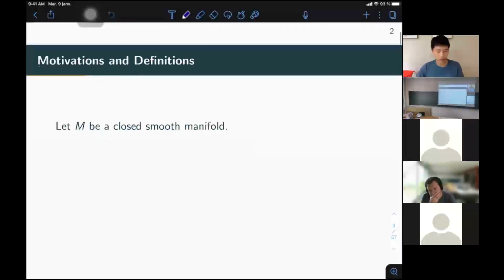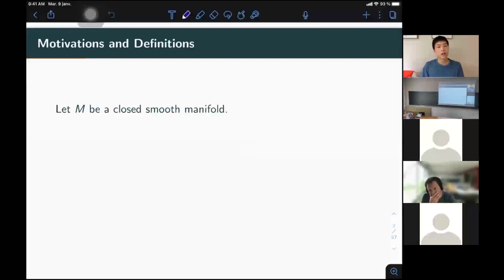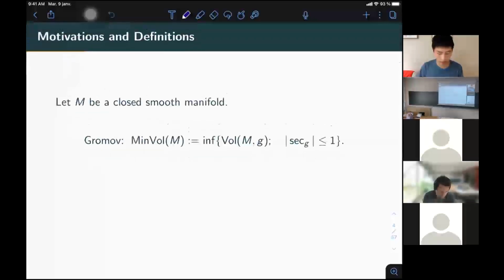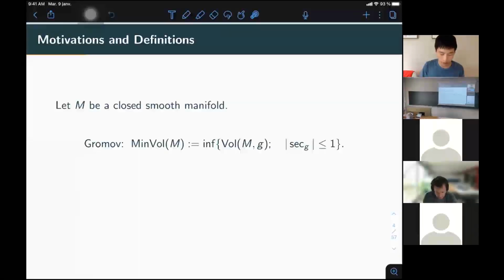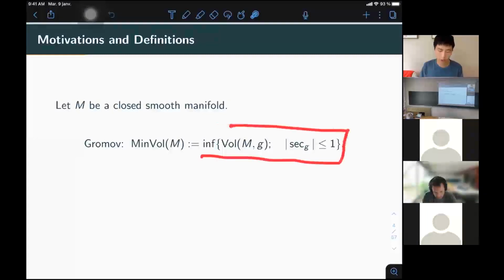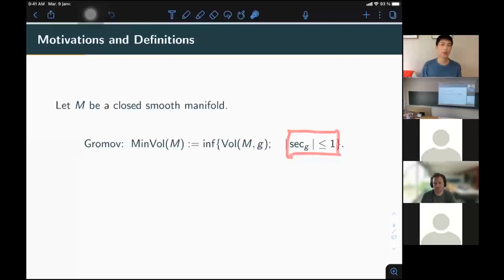So what is the essential minimum volume? The essential minimum volume is a variant of the minimal volume of Gromov. So what is the minimal volume of a closed smooth manifold M? It's simply given by the infimum of the volume when you impose that the sectional curvature is between -1 and 1. So it's a kind of measure of the complexity of your manifold using the sectional curvature.